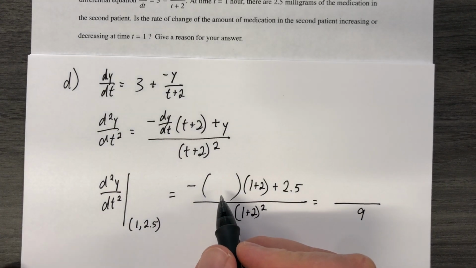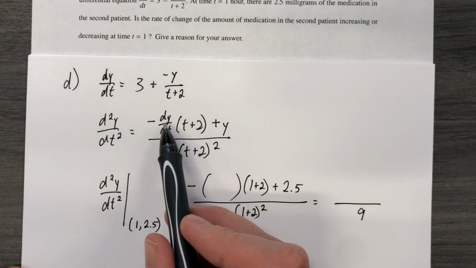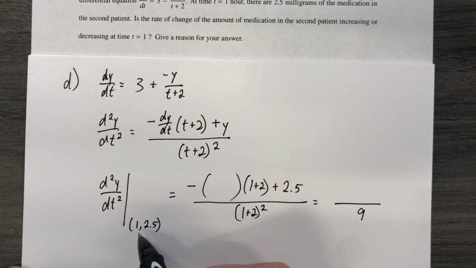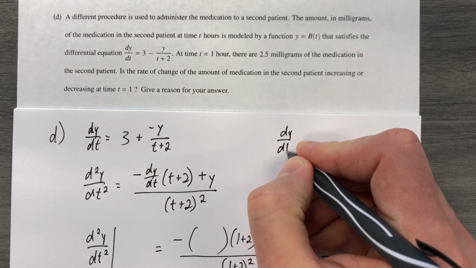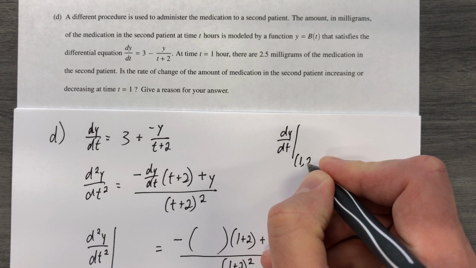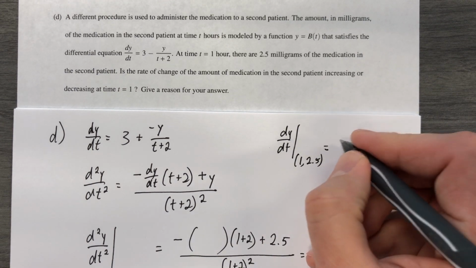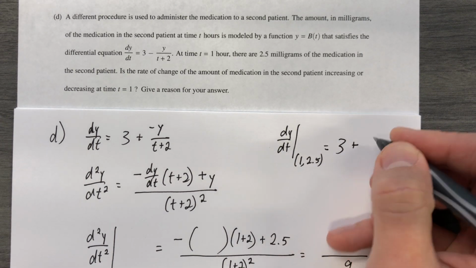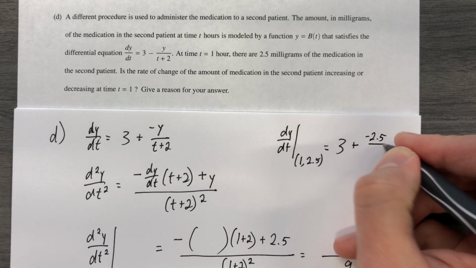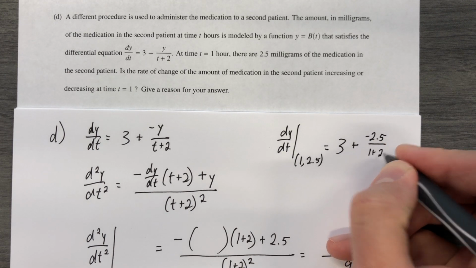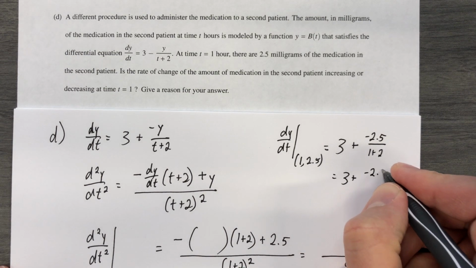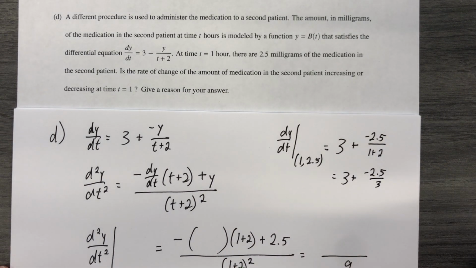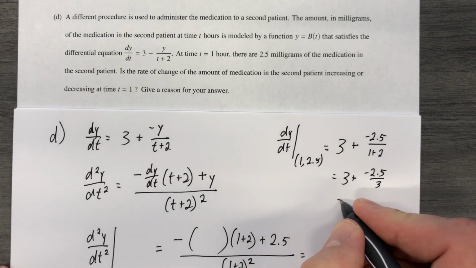So let's just pause right here and find out what the dy/dt would be at (1, 2.5), which should be pretty easy. I think I have some room up here. So dy/dt evaluated at (1, 2.5) is 3 plus negative 2.5 over 1 plus 2. So we have 3 plus negative 2.5 over 3. And if you want to leave it like that, you can. I'm not. I'm going to keep going. Let's get a common denominator.